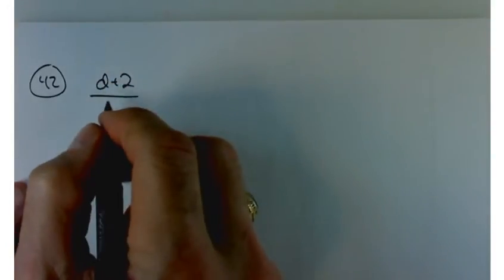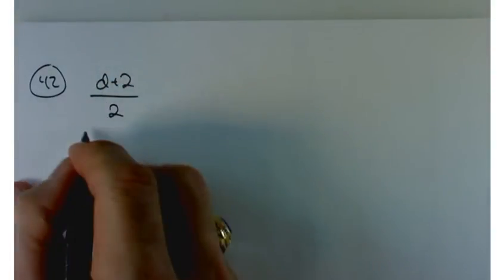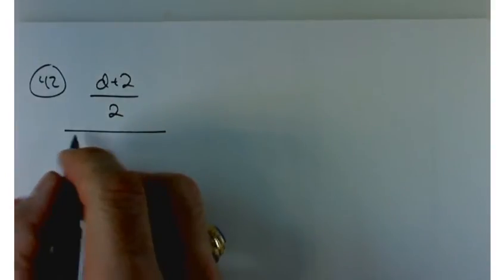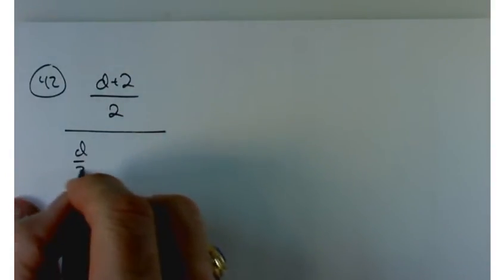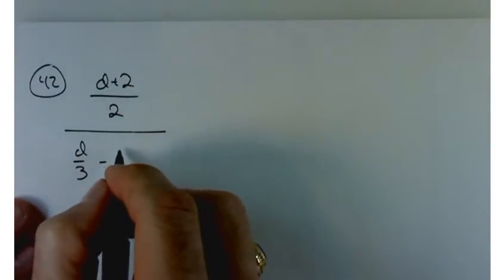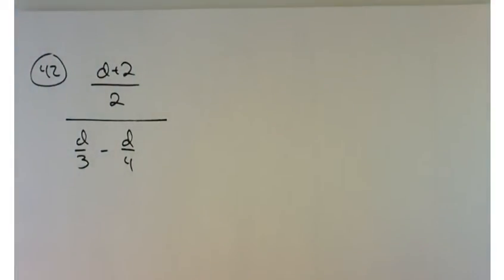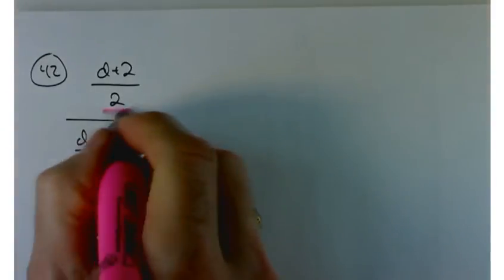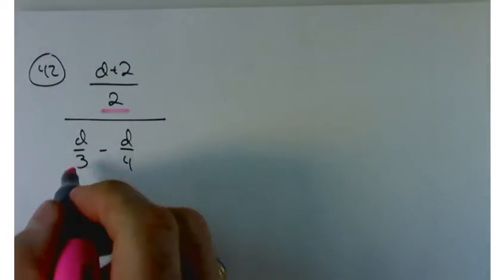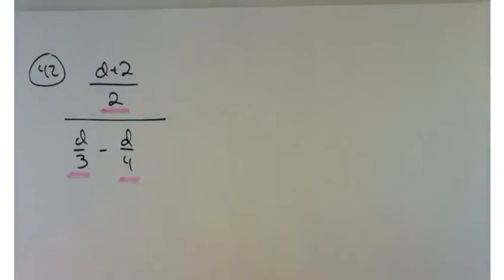(D + 2)/2 divided by D/3 minus D/4. So a little bit different than our last one. Again, you want to look at all the denominators of our secondary fractions. So this is one whole fraction. Here's another whole fraction. Here's another whole fraction.